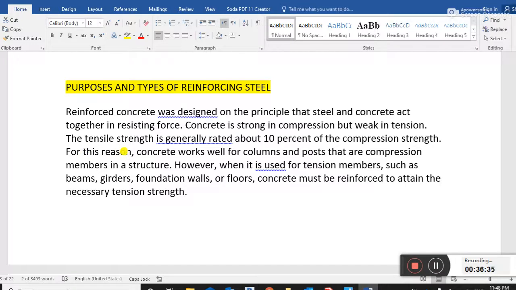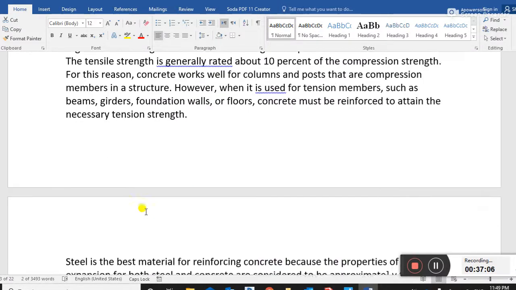For that reason concrete works well for columns and posts that are compression members in the structure. However, when it is used for tension members, such as beams subject to tension, girders also subject to tension, foundation walls also subject to tension, or floors, concrete must be reinforced to attain the necessary tension strength.